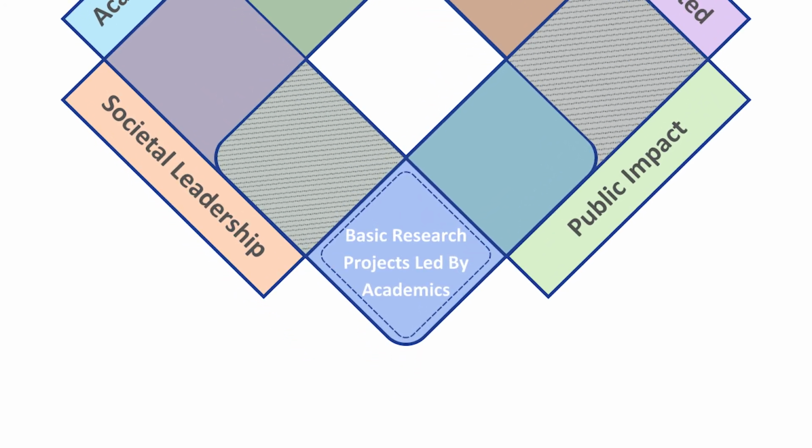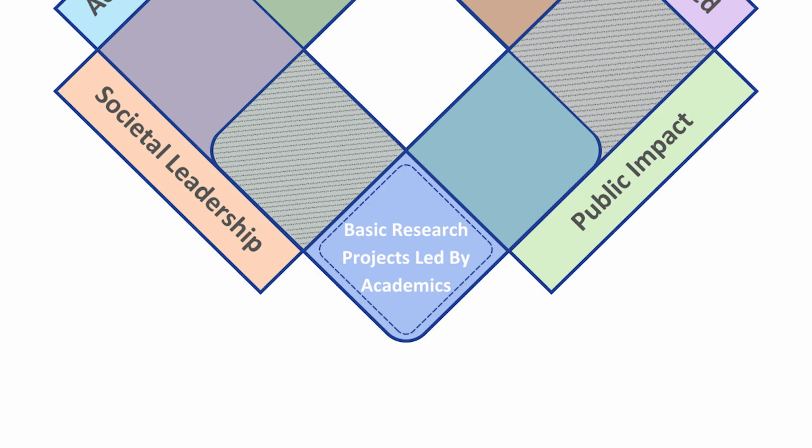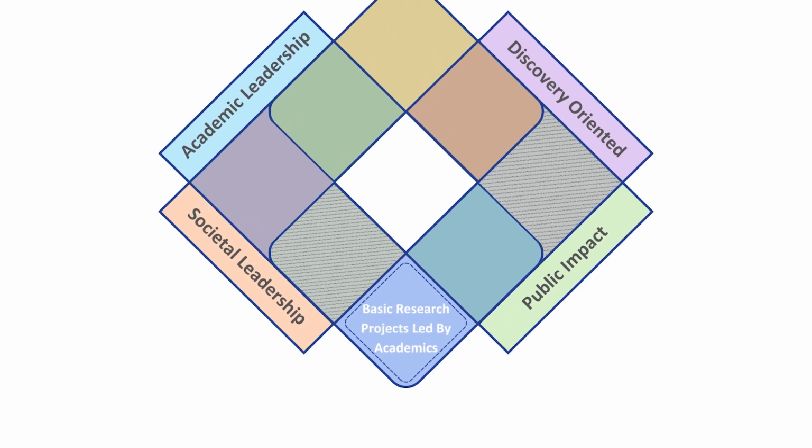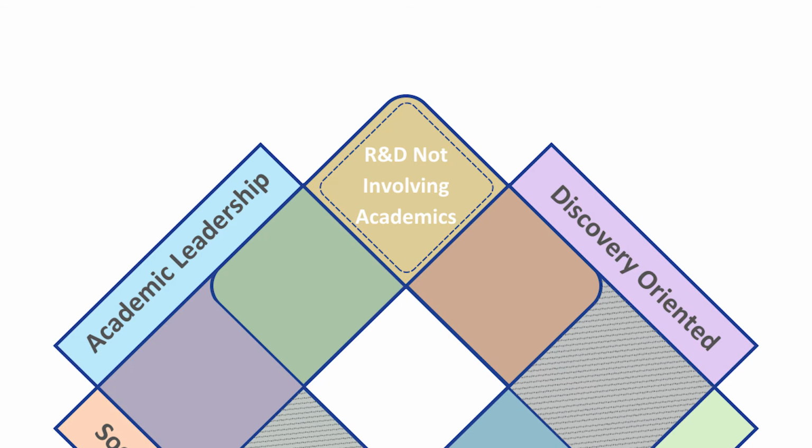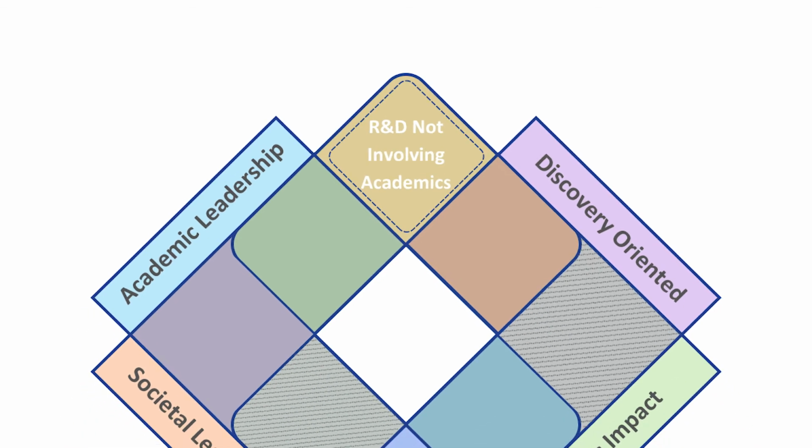The bottom diagram describes basic research projects led by academics. These types of projects are carried out within all areas of the research ecosystem, including government laboratories, corporations, and universities. Within universities, they are often thought of as traditional academic research projects. Projects in the top diamond region of the diagram are research, development, and innovation projects not involving academic leadership. These are more typical of research projects carried out by corporations and government, focused primarily on public impact.